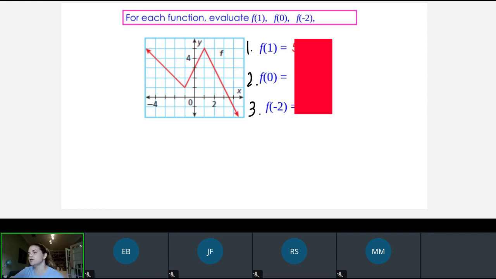Alrighty, so let's look at f of 1. This means when x is 1, y equals, and that point is right here, which is 5. The next one is when x is 0, what is our y value? Our function is right here, and that would be 3. And lastly, when x is -2, we go up till we hit that function. That y value is 2. Good.